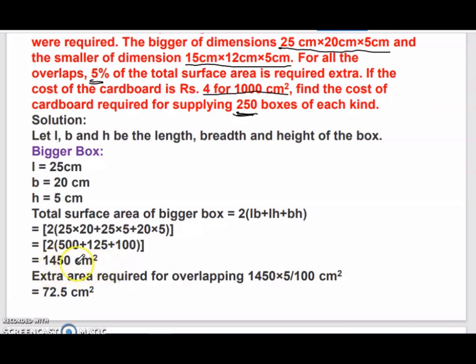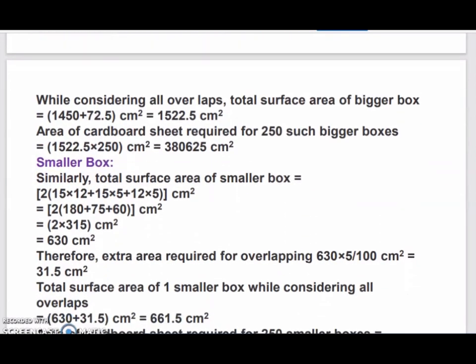Now this is excluding the overlaps. This is only the area of the box. For overlaps, it is 5% of this. So 1450 into 5 by 100. That is 72.5 centimeters square. This is the extra that is required for overlaps for the bigger box. So if you add both, you will get 1522.5 centimeters square. Now we need for 250.